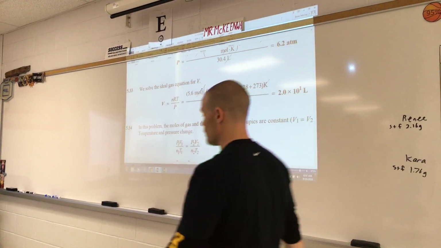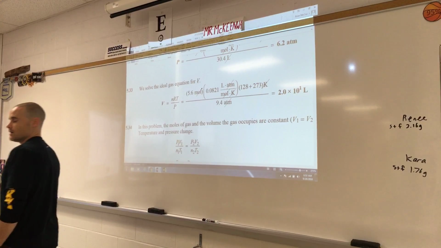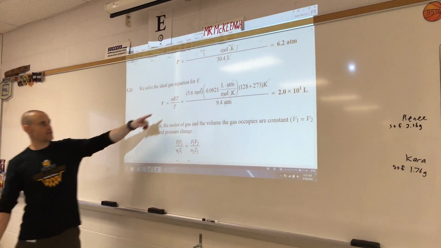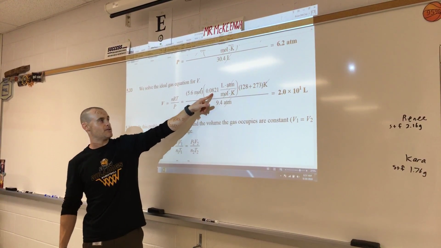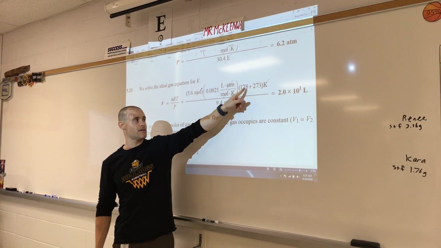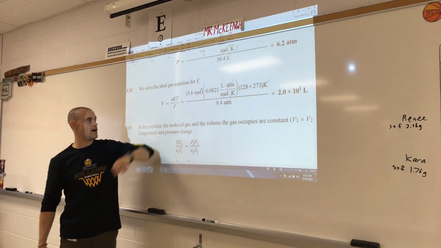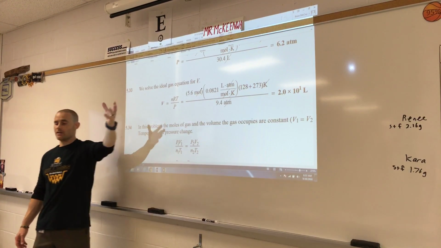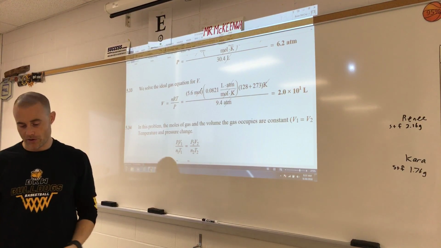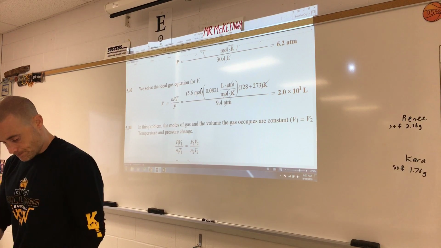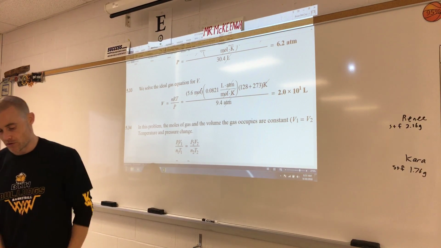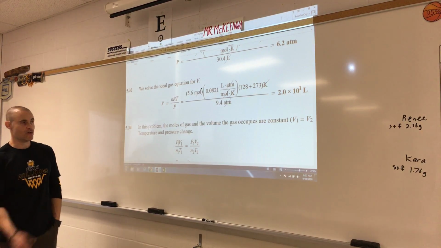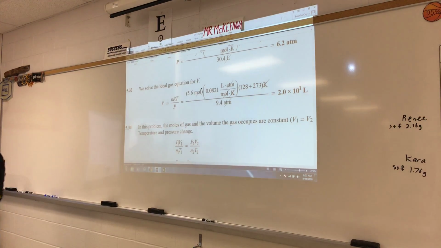Alright, there's number 33, 20 liters. They give you the moles, 5.6, gas constant, 0.0821, 128 Celsius plus 273 is temperature, 9.4 is ATM, PV equals nRT. So you're just plugging in the numbers they give you for number 33. This one was supposed to be pretty easy because they give you everything you need. You just plug it in and solve for me.